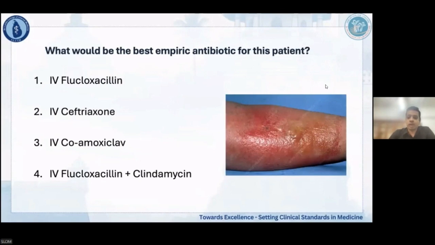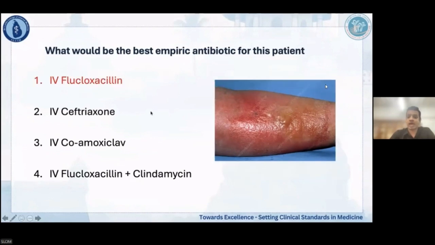So we'll move to the main part of the talk. What would be the best empirical antibiotic for this patient? I have given you four choices: IV flucloxacillin, IV ceftriaxone, IV coamoxiclav, and IV flucloxacillin with clindamycin. I give you 5 seconds to collect your thoughts, and we will see what is the best empirical antibiotic. The answer is IV flucloxacillin.